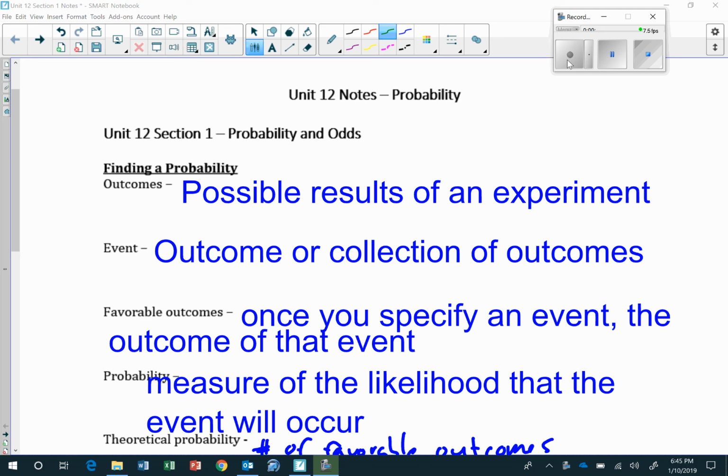In Unit 12, we are talking about probability. In Unit 12, Section 1, we are talking about probability and odds. So Unit 12, Section 1 is just kind of an intro. If you look at the front page, we have a whole bunch of definitions to talk about.